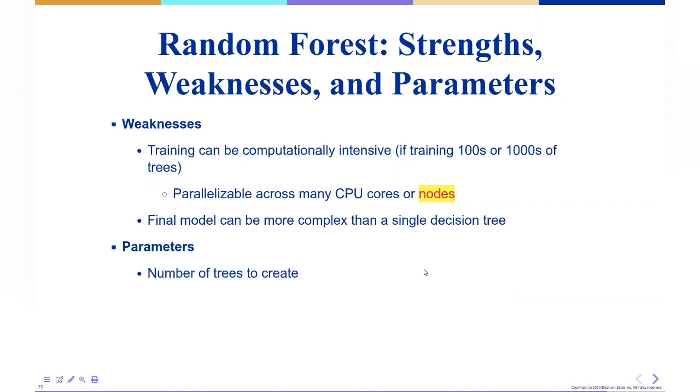Let me draw this out. Let's say you're using Spark. We'll just do 3 machines, right? Let's say each machine has an 8 core CPU, right? So now you can train 24 trees in parallel across all 3 nodes, right? Because remember, each tree is independent, right?